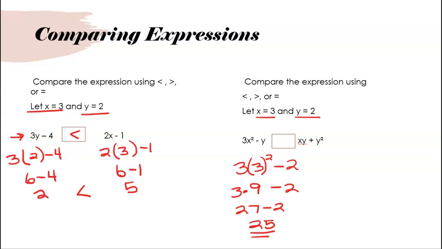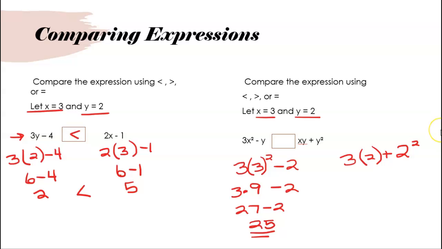So now let's do our xy plus y squared. So remember, when we have two variables right next to each other, that means you're multiplying. So we're going to multiply 3 times 2 plus y squared, which is 2 squared. We're going to see what's happening here. So 3 times 2 plus 2 squared.